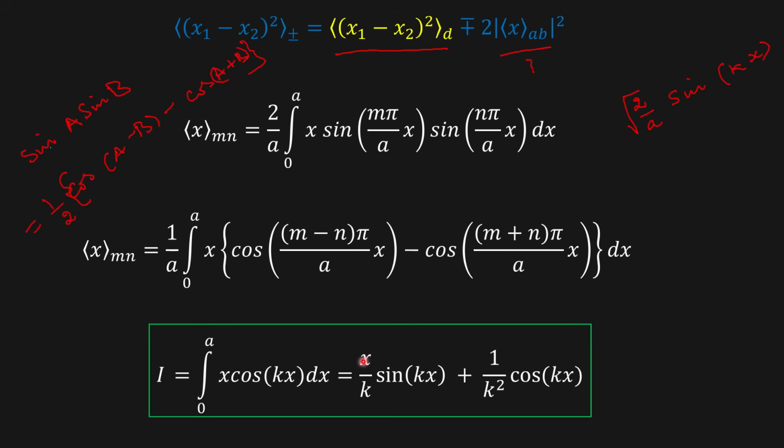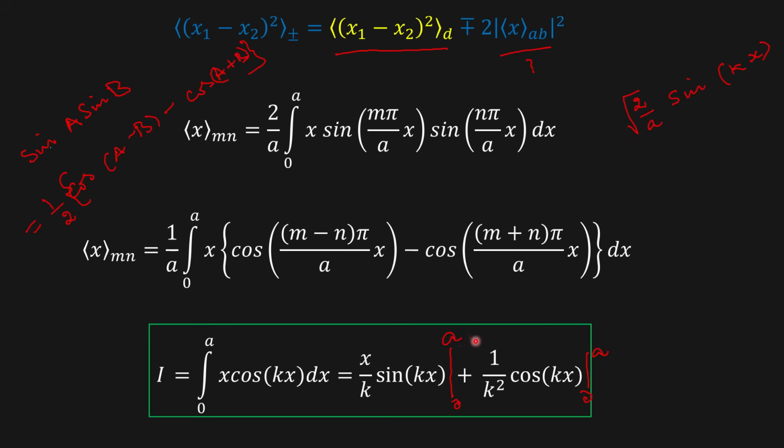If you integrate this, the integral of x cos kx dx, using integration by parts, you will get the final result as (x over k) sin kx, of course applying the limit 0 to a, plus 1 over k squared cos kx, here also applying the limit 0 to a. I have explained this in so many lectures. So for the first term, at the lower limit x will be 0.